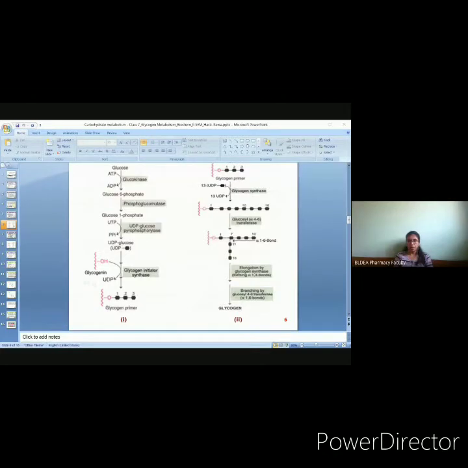Any doubts? Understood how this glycogen is synthesized? Yes? Understood? Okay. Remaining? No confusion, right? Okay.